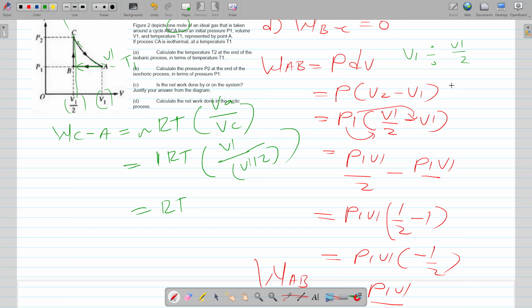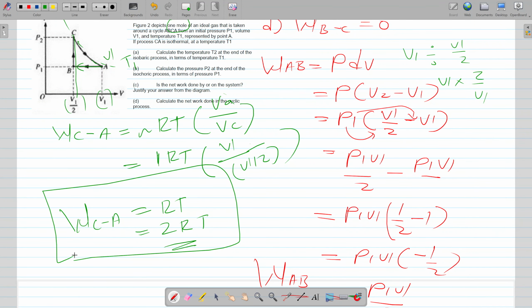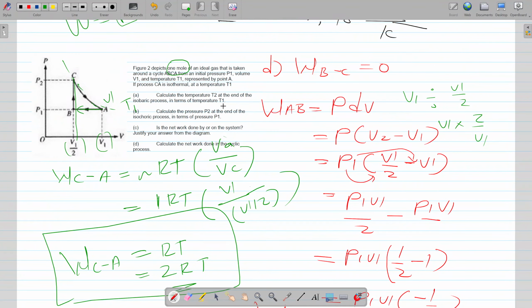I'm going to multiply this out. Let's say V1 multiplied by 2 over V1. I'm going to be left with 2. So all this will cancel to 2. We're going to have 2R here. That's what we're going to be left with, I think. Because let me see, our VA is our final, so this one VC, yeah. WC to A here is going to be this.